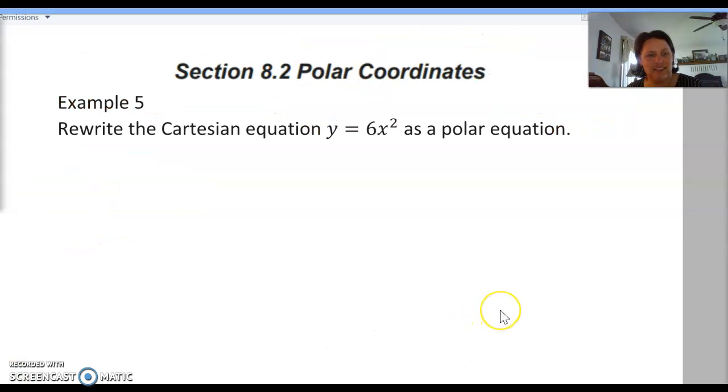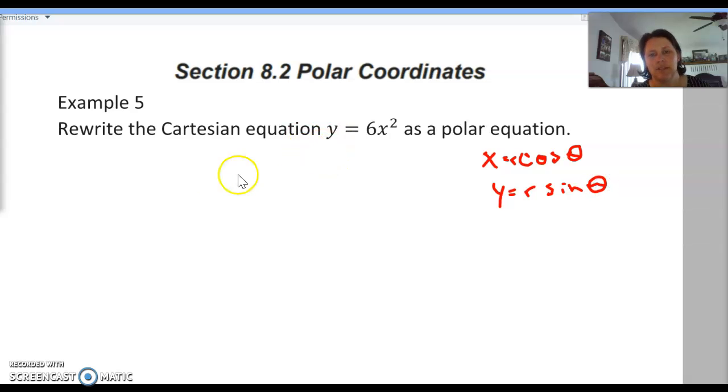All right, so for example number 5, we've got rewrite the Cartesian equation y equals 6x squared as a polar equation. So we need to know what y is, we need to know what x is, and we're going to substitute both of those in at the same time. So we have x equals r cosine theta, and y equals r sine theta. So let's make that substitution.